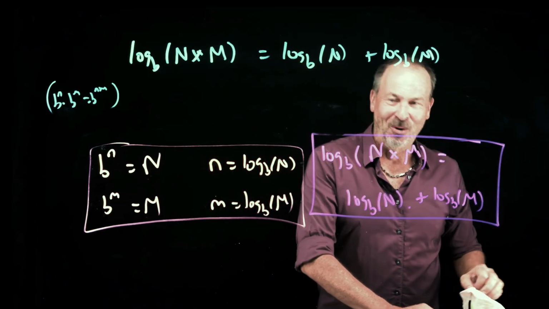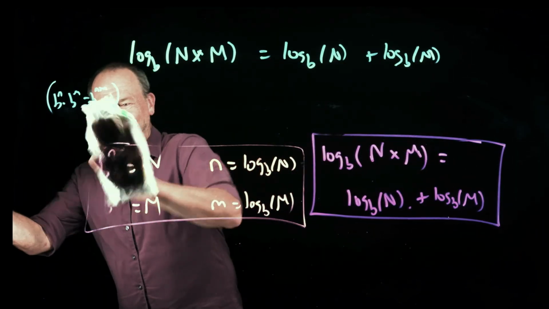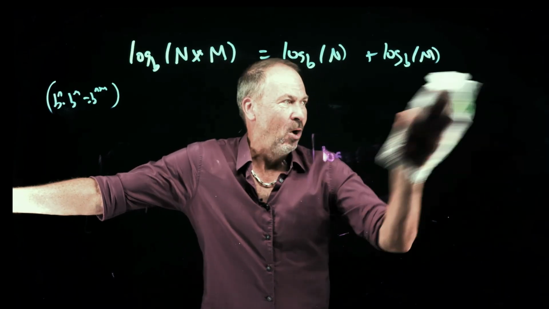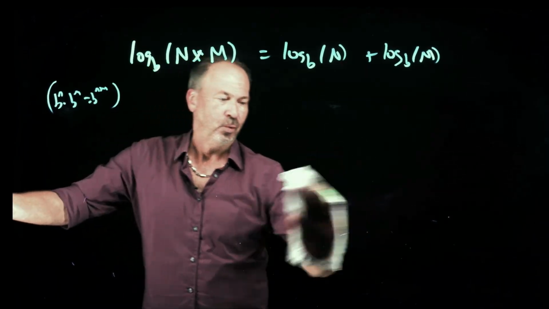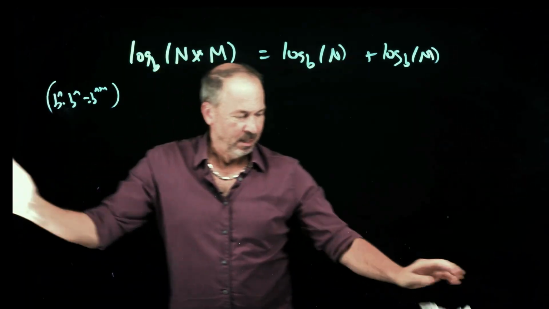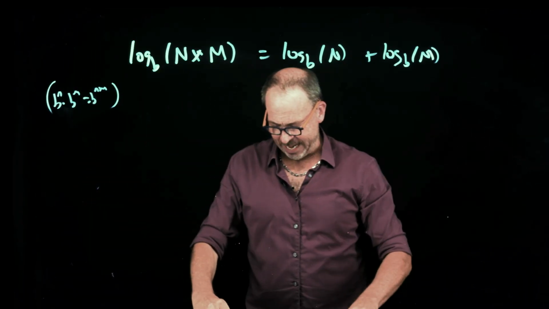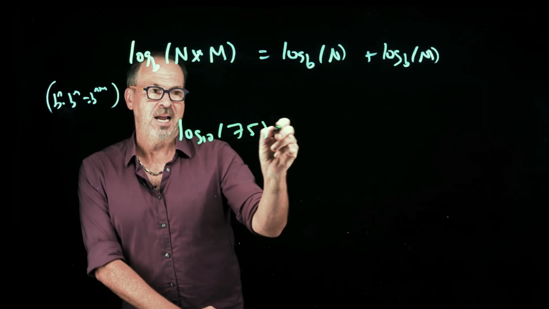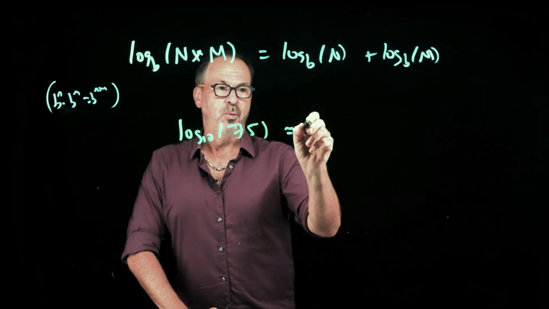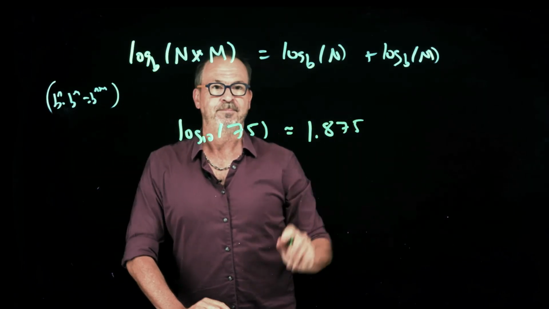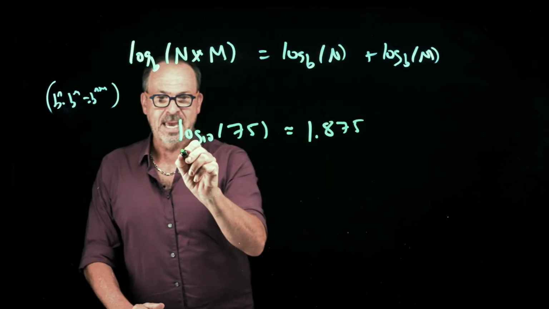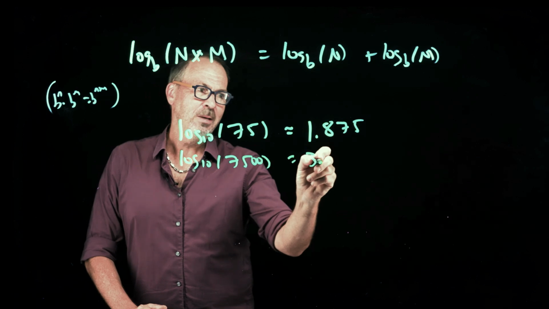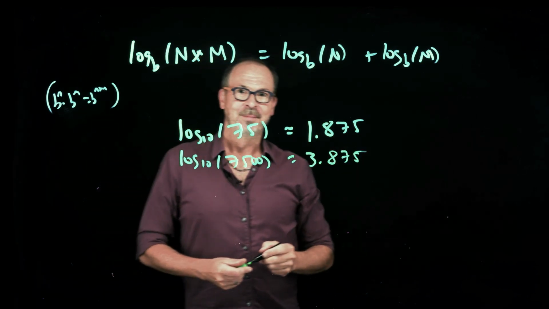All right. So let's have fun with this. Let me just do a little example. On my calculator, I've got it written out, the log base 10 of 75 is about 1.875. All right. And on my calculator, log base 10 of 7500 is about 3.875.